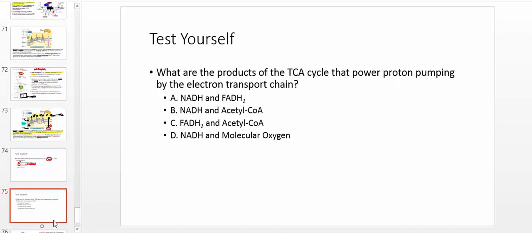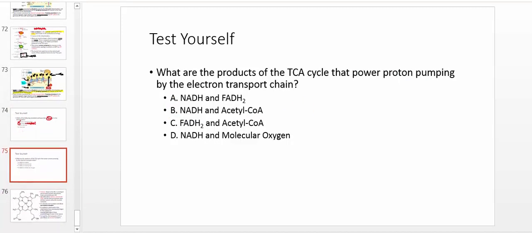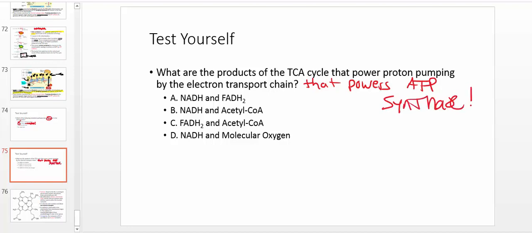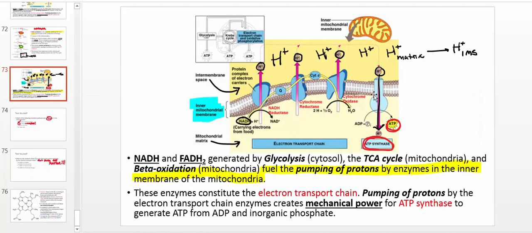Okay? Next question. What are the products of the TCA cycle that power proton pumping by the electron transport chain? I could add on to this that it powers ATP synthase, so make sure you keep that in mind. The proton pumping by these enzymes fuels ATP synthase, which rotates around and around, and that spinning generates ATP. So the concentration of ATP will sharply rise, increased ATP by ATP synthase.